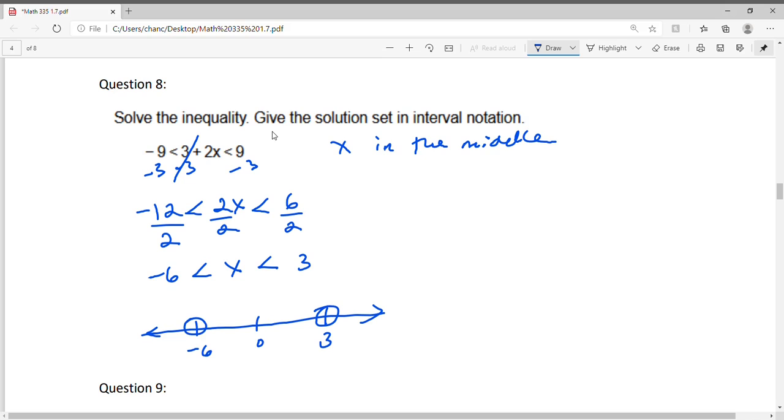I have open circles for both the -6 and the 3, and we're going to shade in the middle because x is in the middle. X is trapped between -6 and +3. So here's our solution in interval notation. It's -6 to 3 with parentheses around both of these numbers.